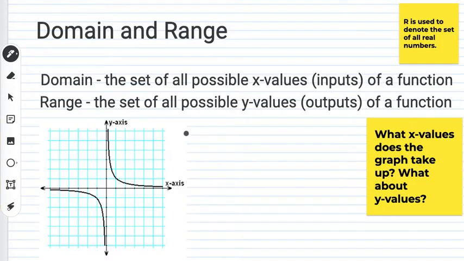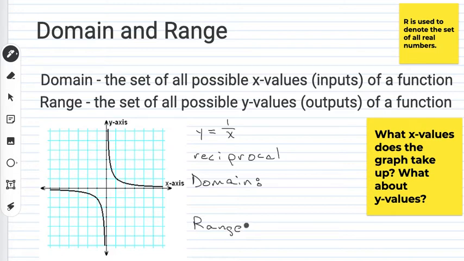All right, and the last function we're going to look at today is y equals 1 over x, also known as the reciprocal function. So for this function, we want to look at the domain, which is the set of all x values, and we want to look at the range, which is the set of all y values. So we ask ourselves, what x values does the graph take up? Well, the function is going to go all the way to the right, and it's going to go all the way to the left.